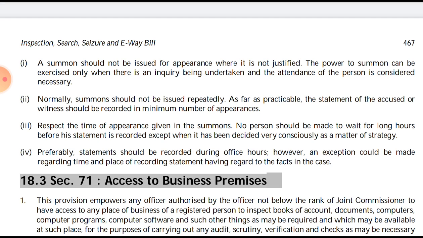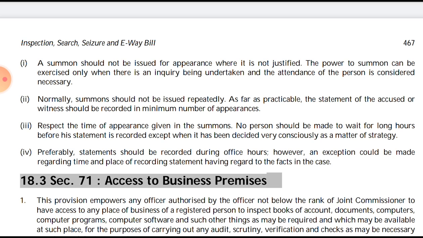Second, normally summons should not be issued repeatedly. As far as practicable, the statement of the accused or witnesses should be recorded in a minimum number of appearances. That means if a person has been called once, the entire questioning should be done at that point. It should not be like today I will ask 3 questions, come the next day and answer 2 questions, then come on the third day and answer 1 question. Ask all the questions, prepare proper questions, and ask for documents or evidence at once.